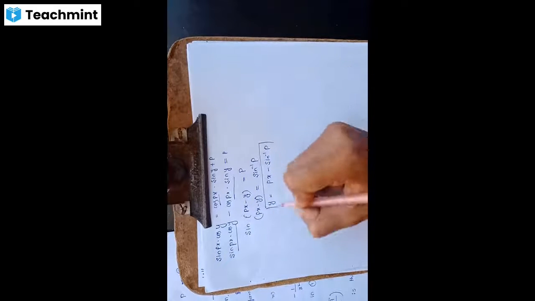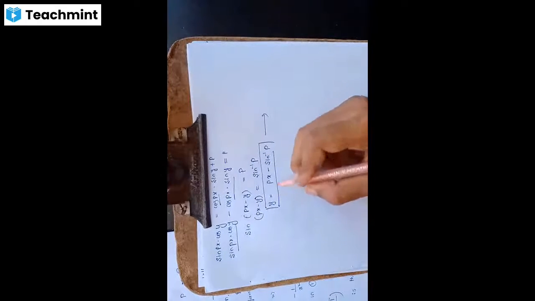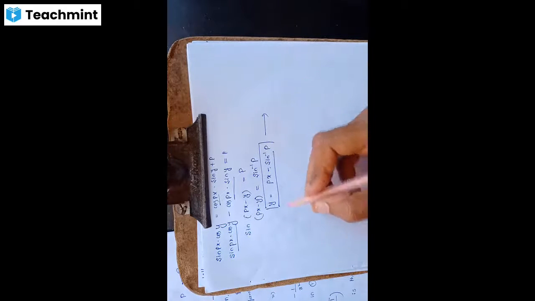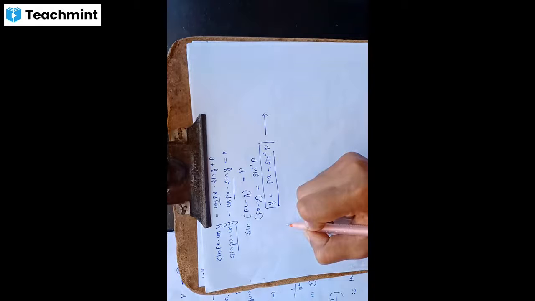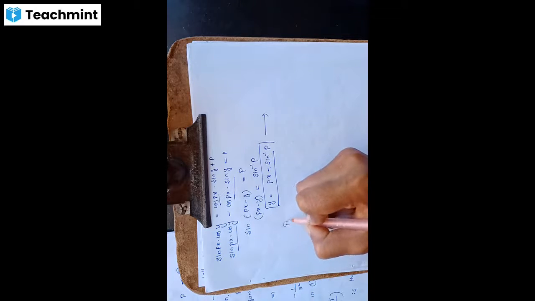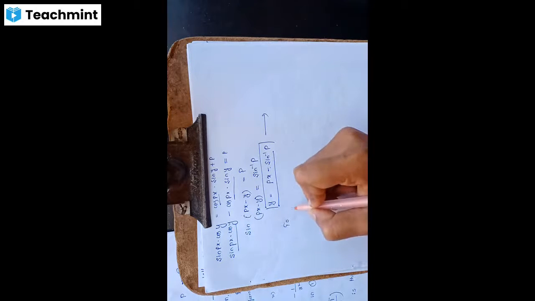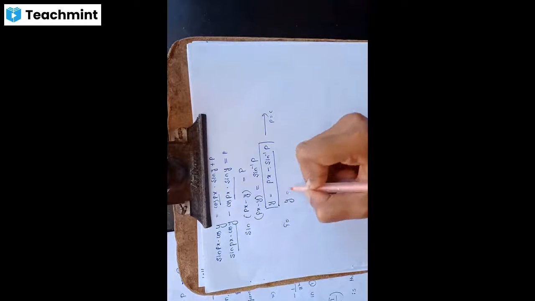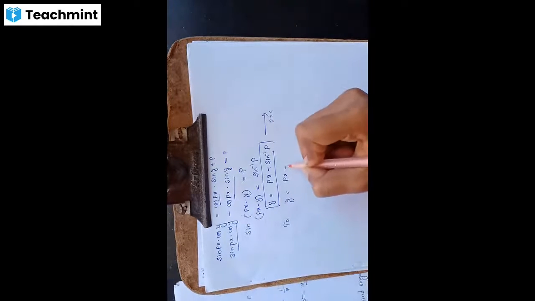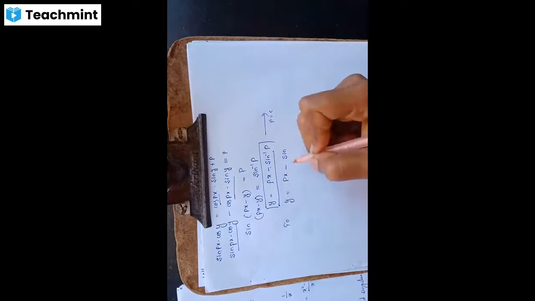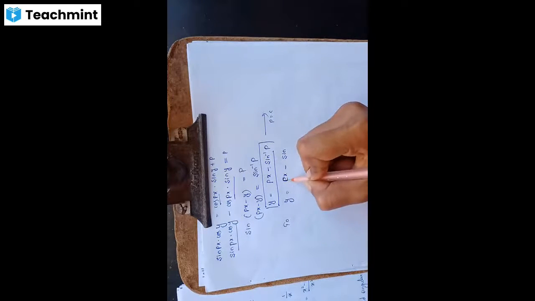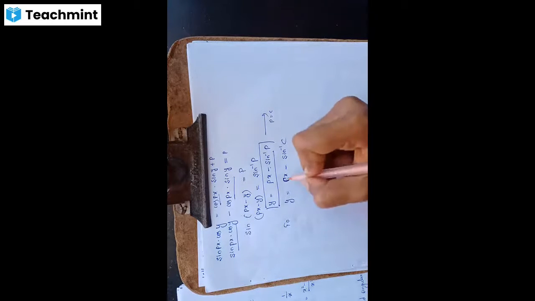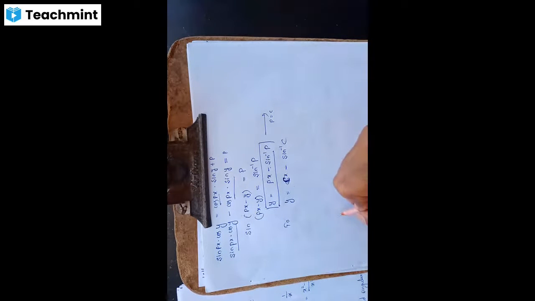Now it is in the form of a Clairaut's equation: y equals px minus some function of p. So this is the Clairaut's equation. Now we have to find the general solution of the equation, just by substituting p equals c, that is y equals cx minus sin inverse of c. This is our general solution.